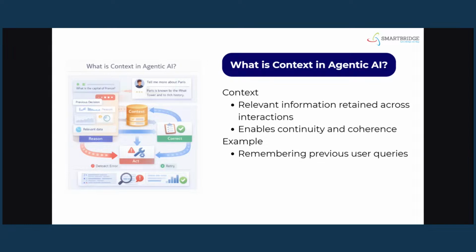The same thing happens if the AI's context is not handled properly. Context allows the agent to remember details like user preferences, previous questions, or earlier decisions made during the task. In an agentic AI system, context is especially important for long or multiple interactions. It helps the agent stay focused on the goal and respond in a way that makes sense. Good context handling makes AI interactions feel smooth, natural and human-like instead of robotic or repetitive.